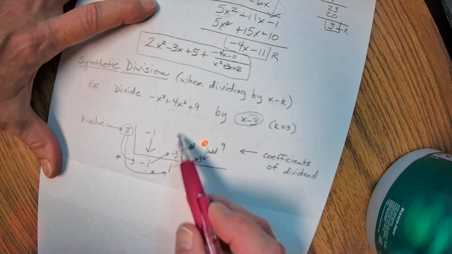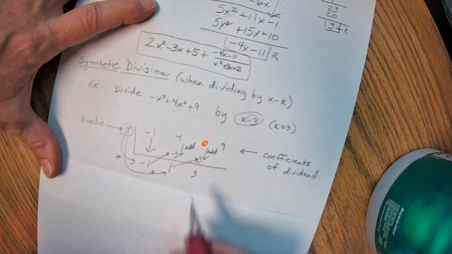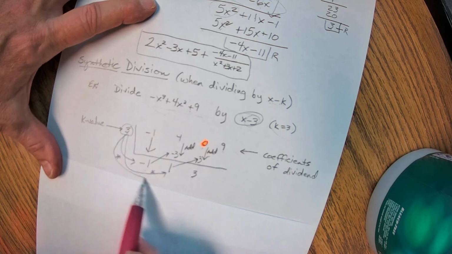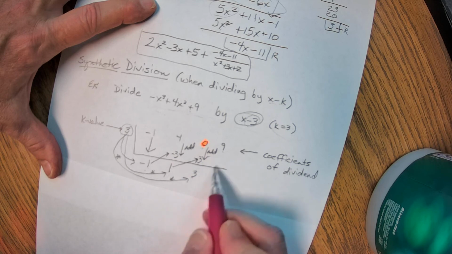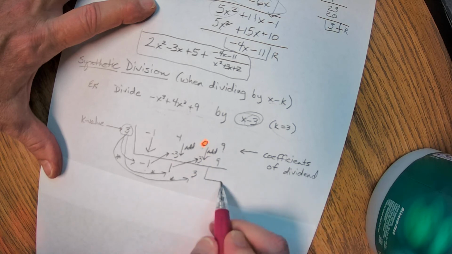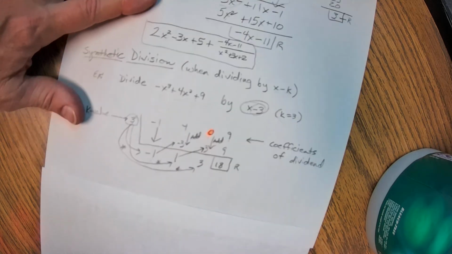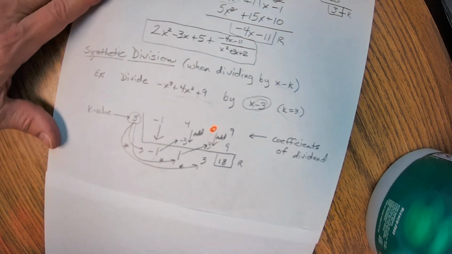Okay, wait a minute. -1, -3, 1, 3. Multiply this times this. Put the answer right there. And then you add those. That's my remainder. So the answer, yeah, you're like, geez, Kathy, how do you write the answer?